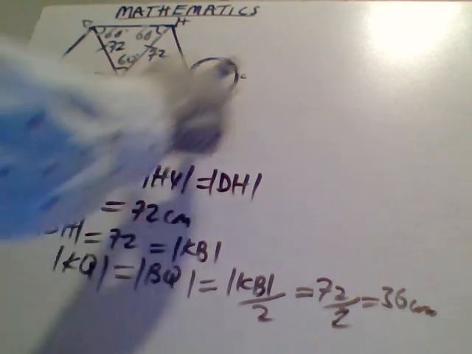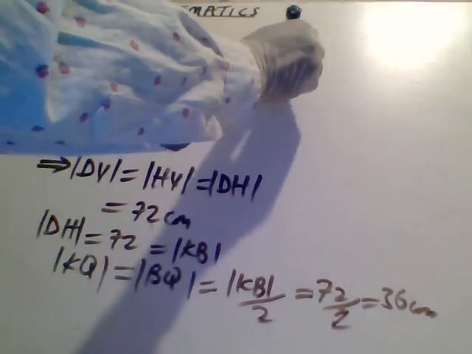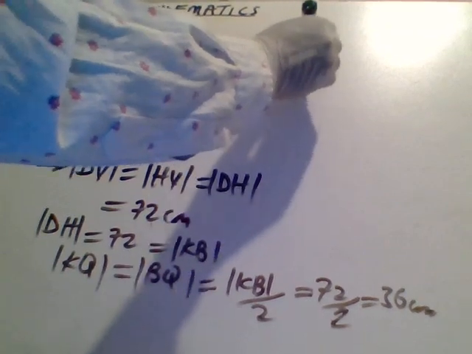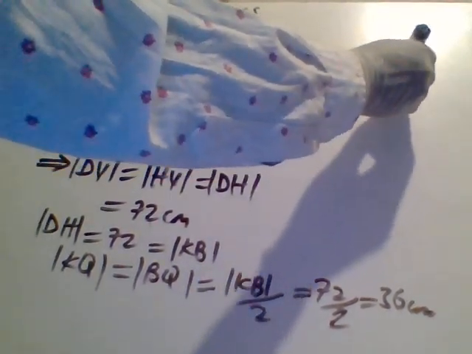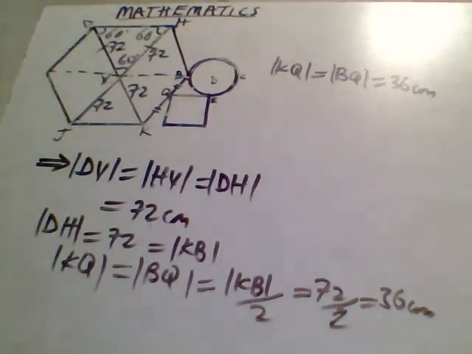So in that case, we proceed that KQ is equal to BQ is equal to 36 cm. So once we have gotten that KQ is equal to 36 cm, the other things we have to solve. So let's proceed into solving.